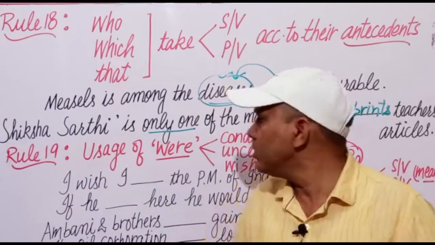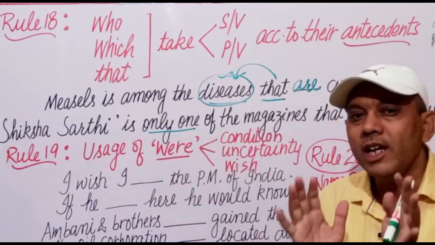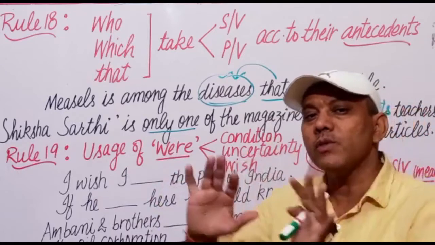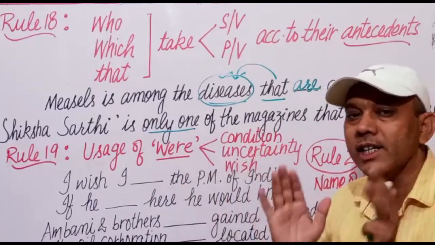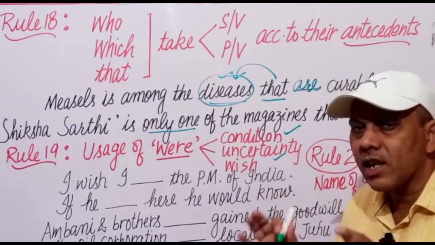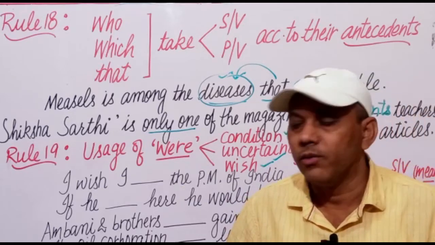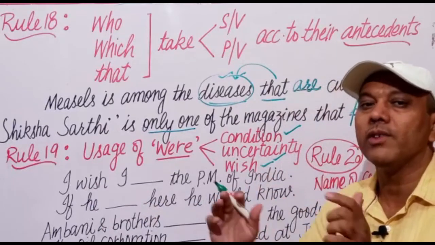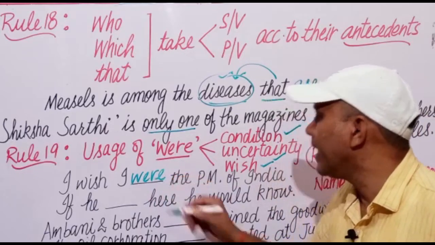Next is rule number 19. What does this rule say? Usage of 'were'. Where do we use 'were' in some sentences which are usually asked in competitive exams? It is used for conditions, a situation of uncertainty, or to express a wish. For example, I wish I dash the Prime Minister of India. I wish I were the Prime Minister of India.